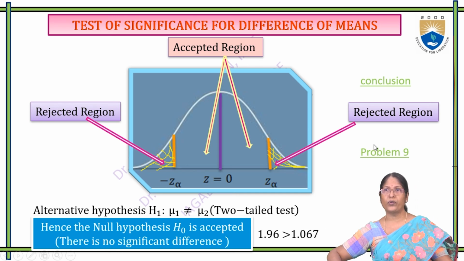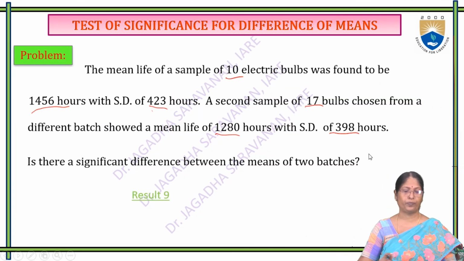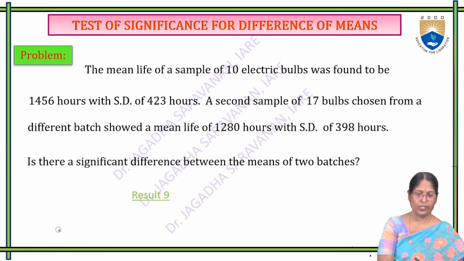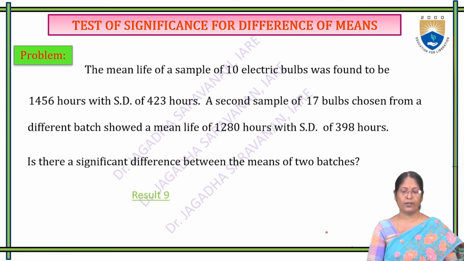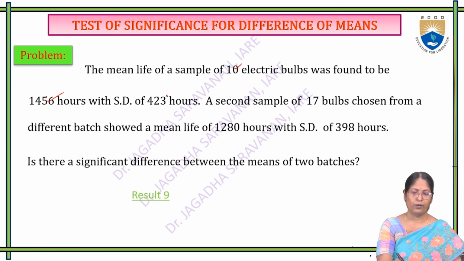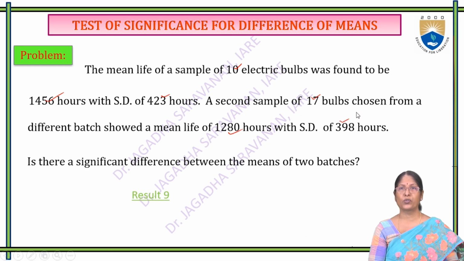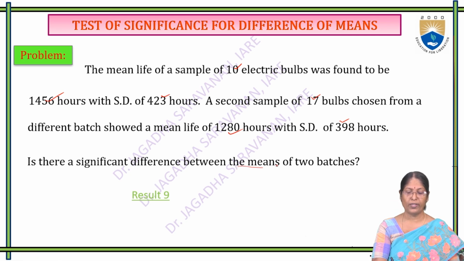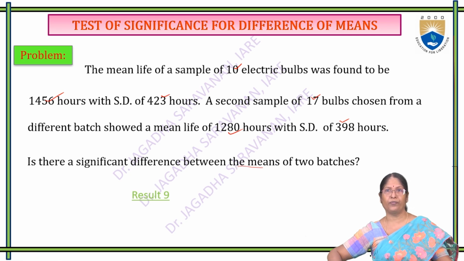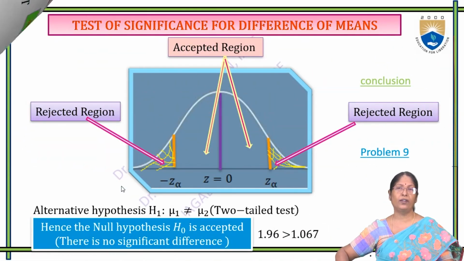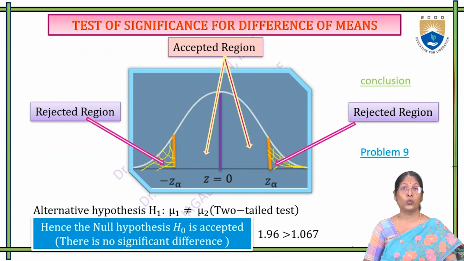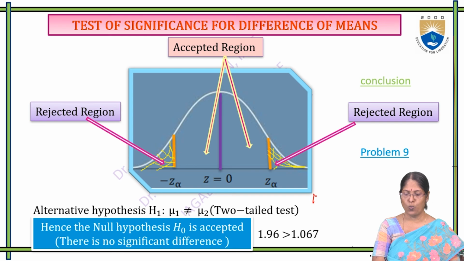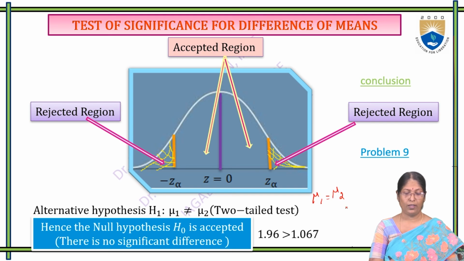And what is the question actually? We can go back. In this particular question, completely the data, what I am putting the tick, is all related to the samples. There is no information about population standard deviation. Simply they asked, is there any significant difference? So we have taken null hypothesis as there is no difference, that is mu1 equal to mu2.